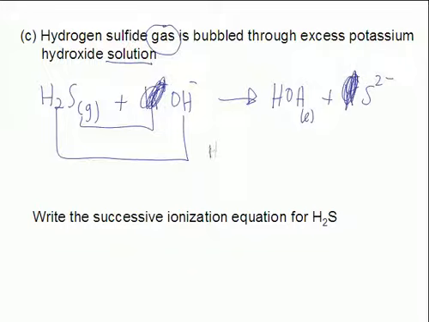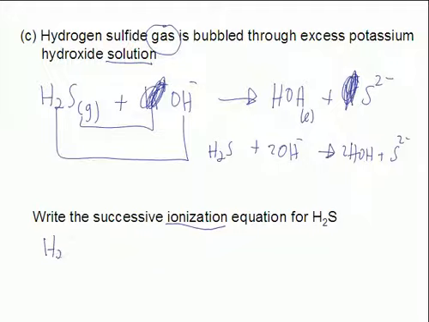and I'm going to rewrite this one for you. I'll be left with H2S plus the hydroxide ion, and that's going to form water plus sulfide. I'm going to have to balance the hydrogens by putting a 2 here and a 2 here, and I'm good to go. Write the successive ionization equation for H2S.